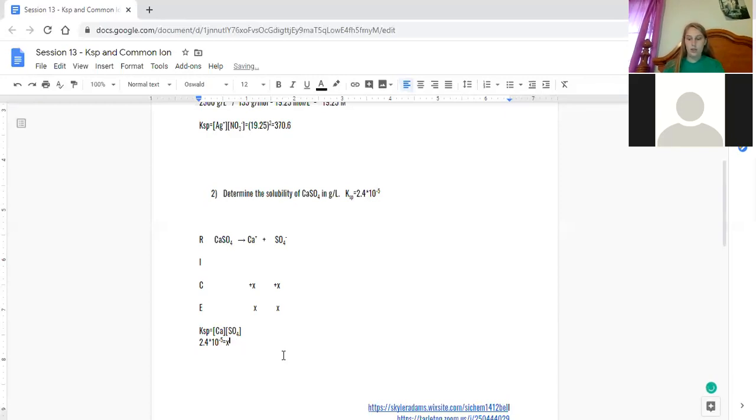So we can go ahead and solve that. So what do you come up with for our x value there? What are y'all coming up with for that?